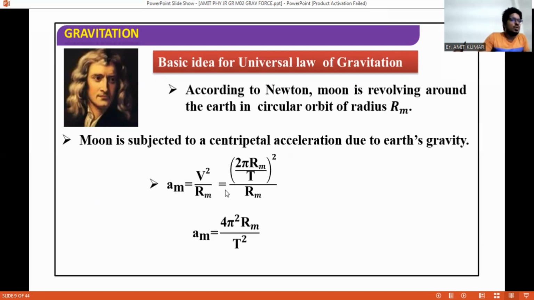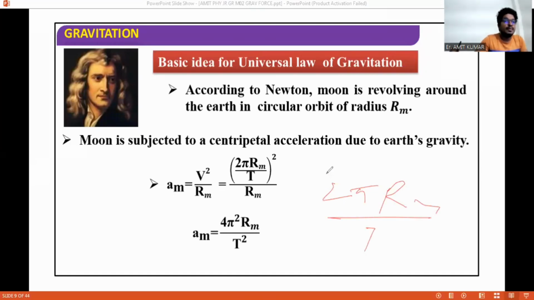If you put v, what will it be? Taking the circumference, the distance will be 2 pi rm, divided by t. This is the velocity. The centripetal acceleration is v square by r, so it is 2 pi rm divided by t, whole square, divided by r of m.